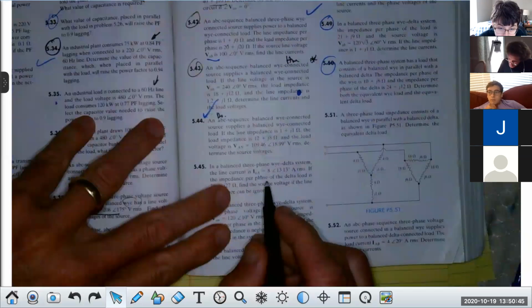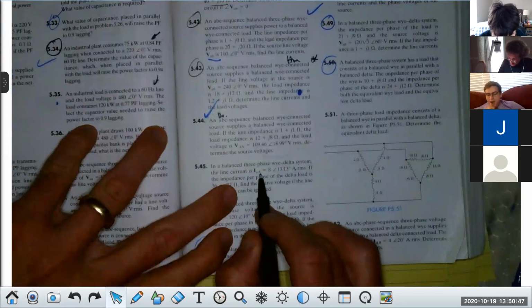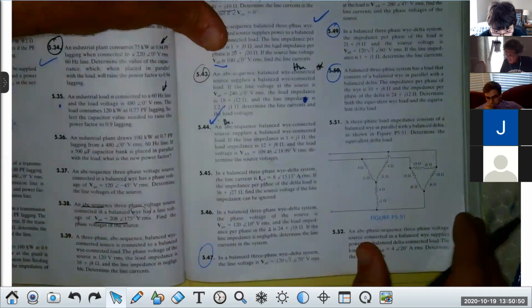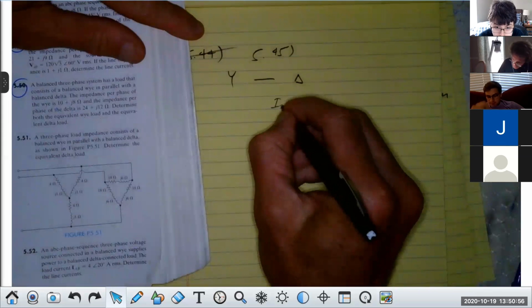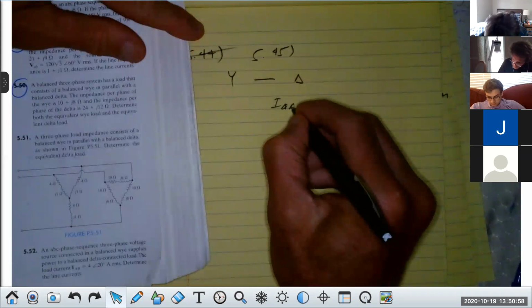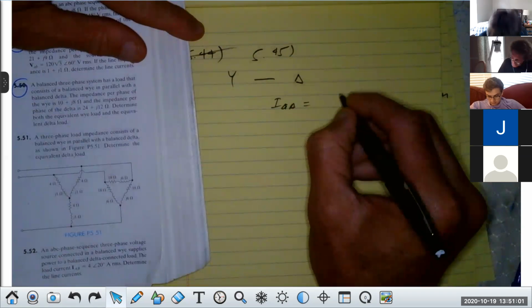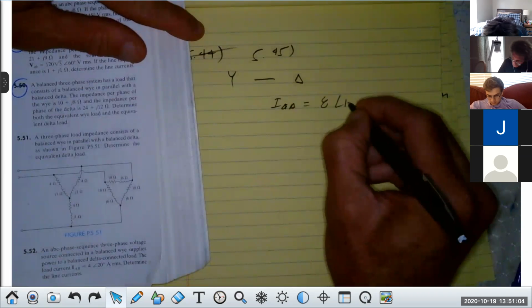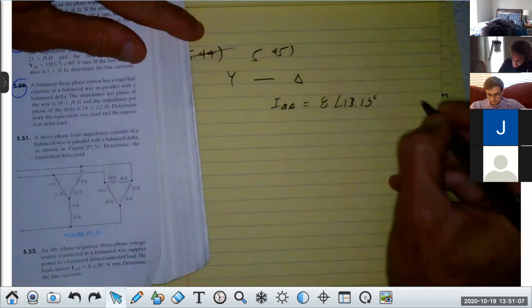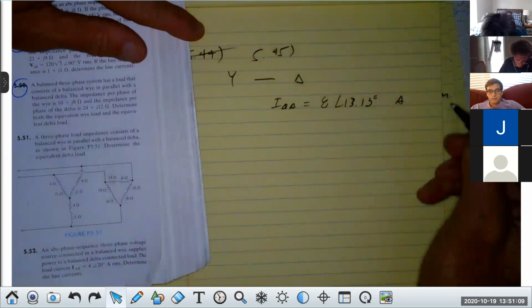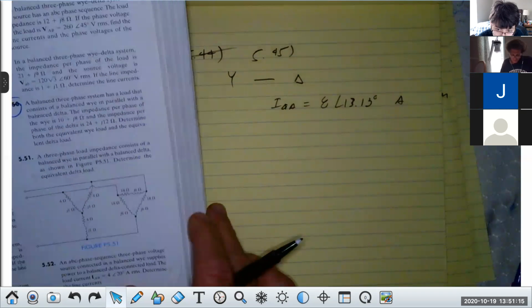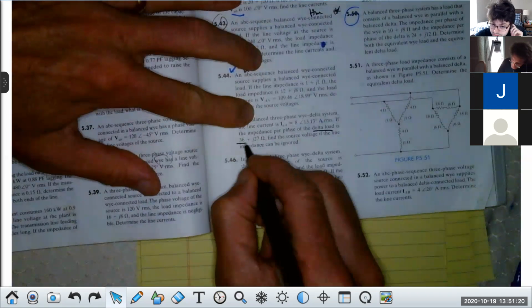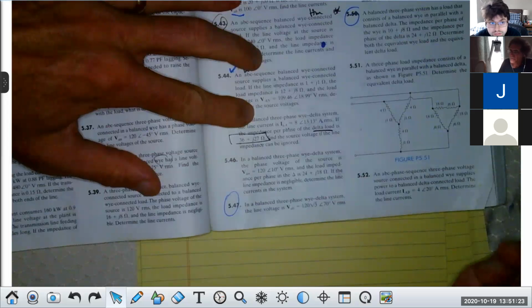They give you a current, small a, that's a line current. Capital I small a is 8 at an angle of 13.13 degrees. Amps is the default unit. Then they say the line impedance per phase of the delta load, now you'll notice the delta load is 36 plus j27. You follow me?